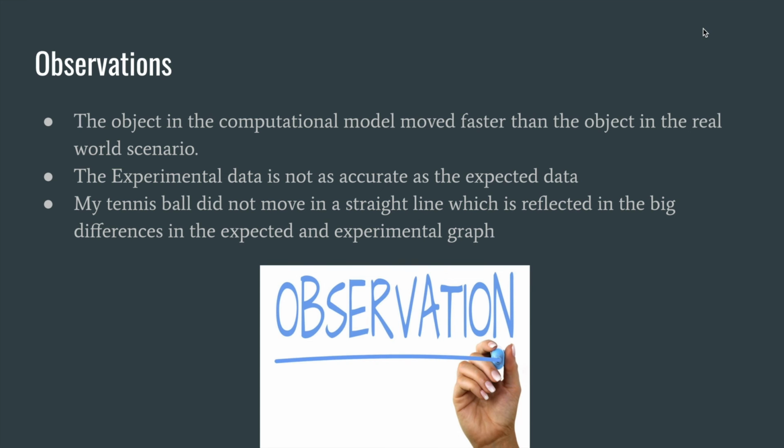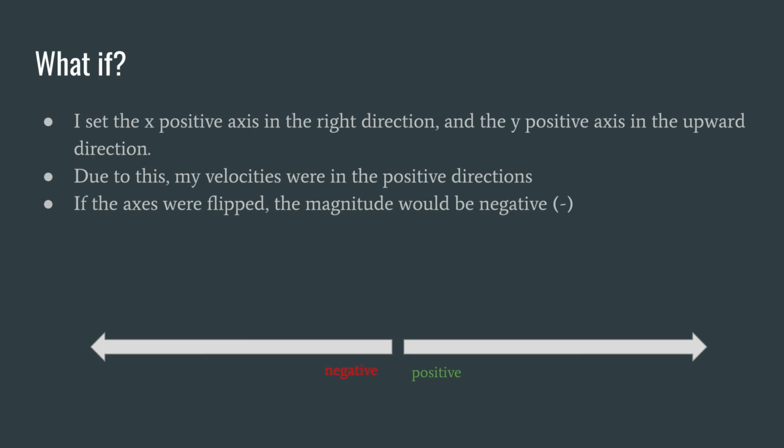The observations that I noticed in this experiment: the object in the computational model moved faster than the object in the real world scenario. The experimental data is not as accurate as the expected data. My tennis ball did not move in a straight line, which is reflected in the big differences in the expected and experimental graphs. What if?